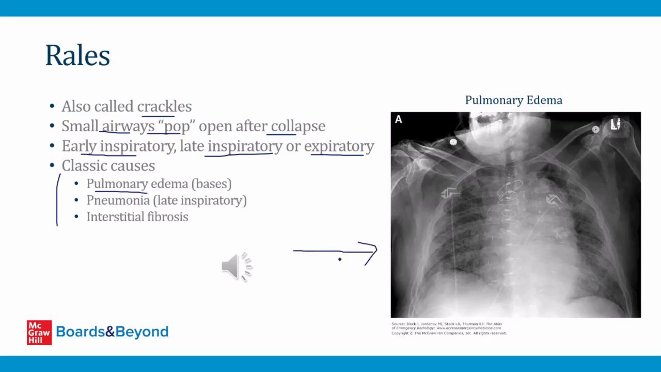And when there's fluid in the lungs, for example, from heart failure, gravity will draw that fluid down towards the bases of the lungs, and you will hear rales or crackles at the lung bases. You can also hear rales in pneumonia. Classically, the rales are late inspiratory, and you can also hear rales throughout all of the lung fields in patients who have interstitial fibrosis. And now I'll play you an example of what rales sound like. Keep your ears open for that crackling sound.